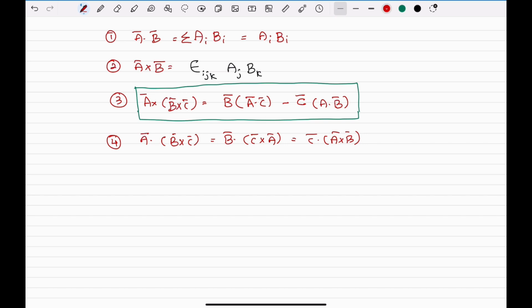Now, we will go for proving the fourth one first. Solution. First 1 and 2 we have already done. What is A dot B cross C?